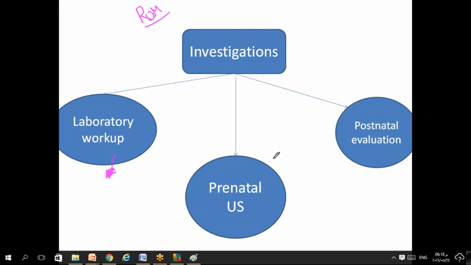In a case of rupture of membranes, if the gestational age is beyond 28 weeks, we can do frequent CTG to assess the fetal well-being. We can do postnatal evaluation. We can keep the baby under observation because of the risk of infection, to monitor for infection, for example.